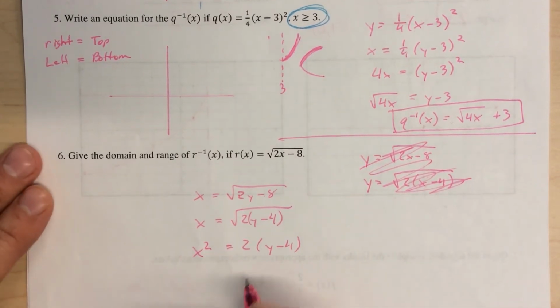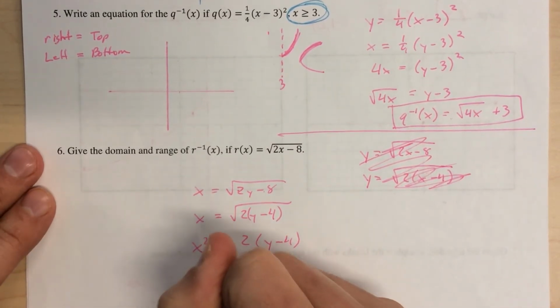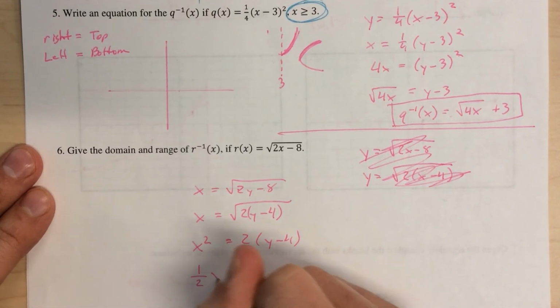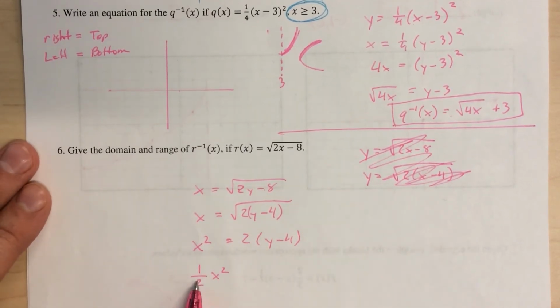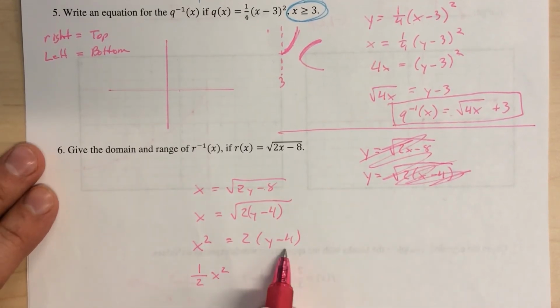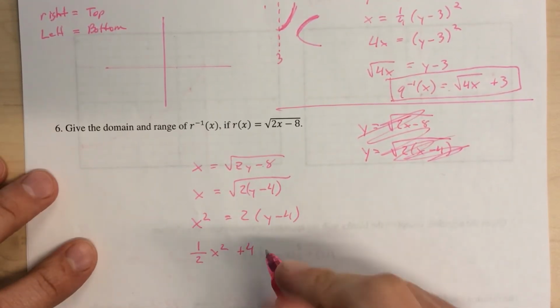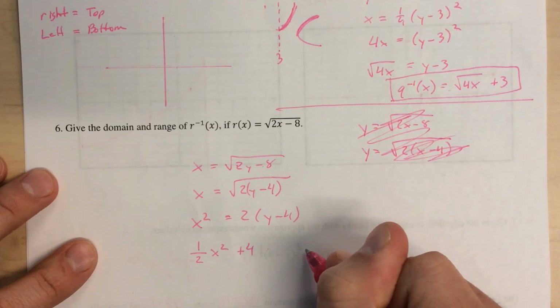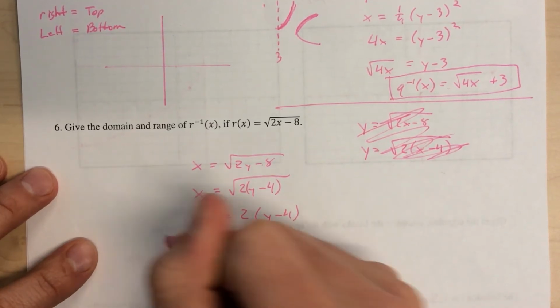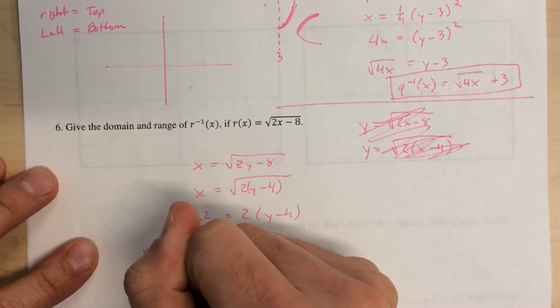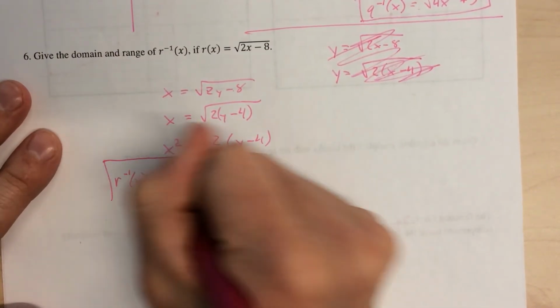times that stuff. You'll divide by 2. I probably suggest you just make that a fraction. Just put a 1/2 in front, and then you will add on the 4. And that, of course, would be equal to y, which means that this is the inverse of r. So that's the function. So most of that is the answer.